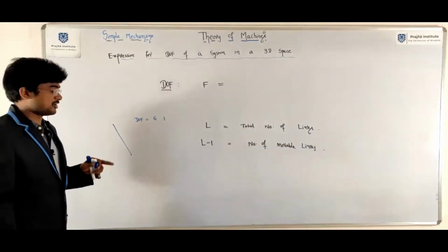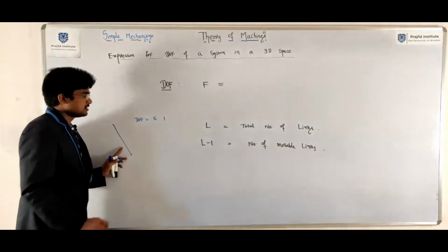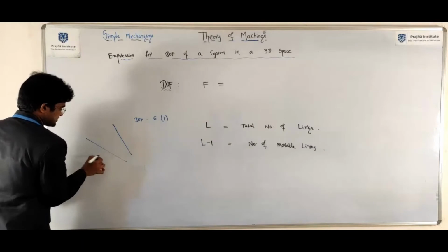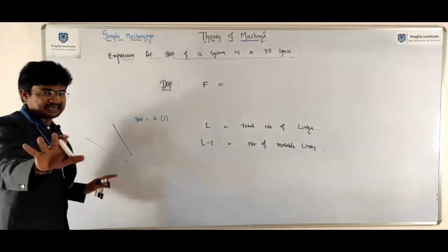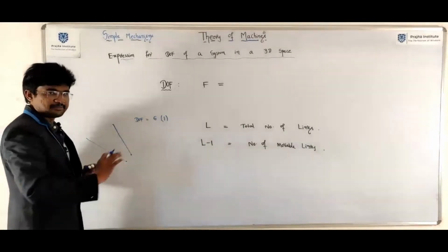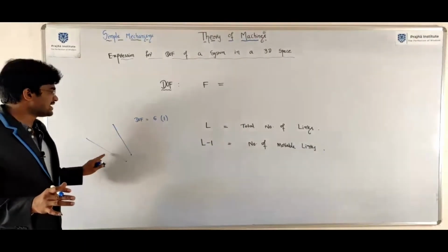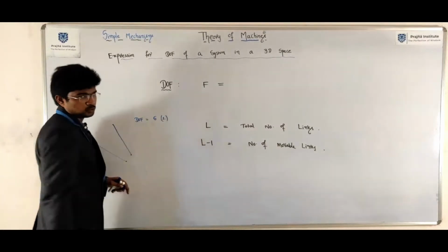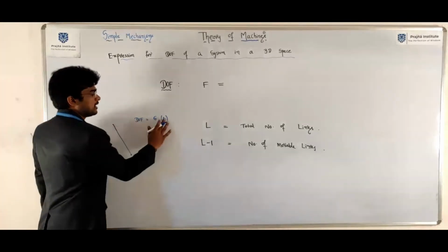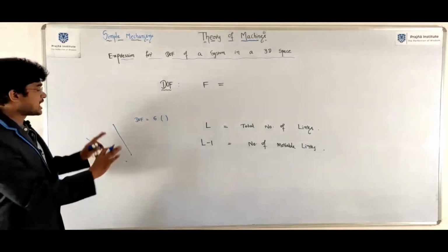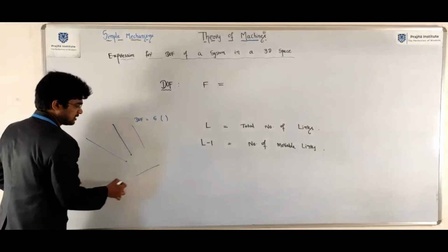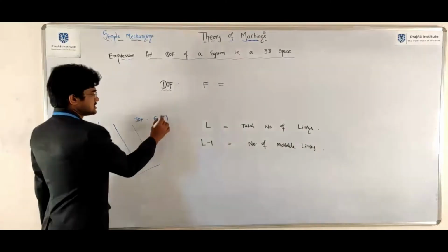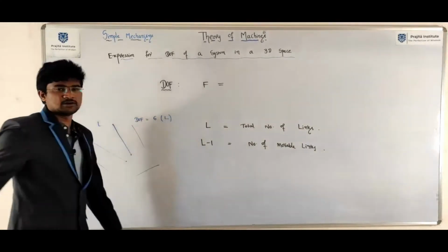What is the degree of freedom of a link in 3D space? 6 into 1. Correct? Two links are present like this, separately. They are not connected. What is the degree of freedom of these two links? Tell me. 6 here, 6 here. So 6 into 2. For example, L number of links are present in the system. What is the degree of freedom of L number of links? 6 into L.